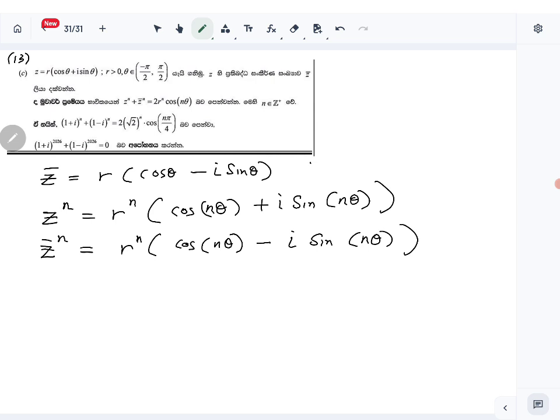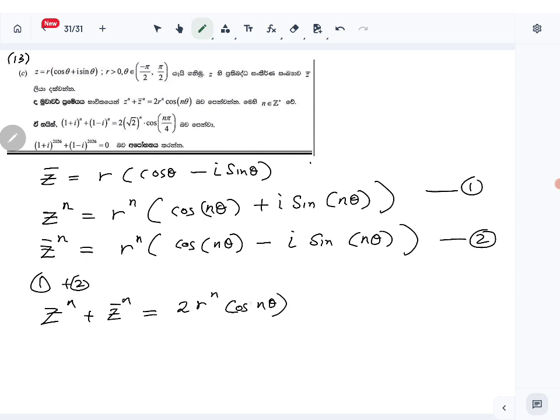right? So then add 1 and 2, you get the result: Z to the n plus Z bar to the n. Sine terms cancel, no, sin n theta and minus sin n theta cancel. So you get what? 2 r to the n cos n theta. Right. So that part is done. Hence we have to show what? This: 1 plus i raised to the n plus 1 minus i raised to the n is equal to that.